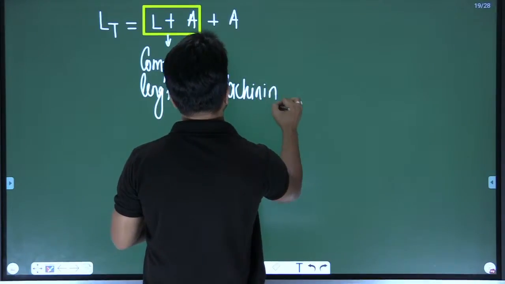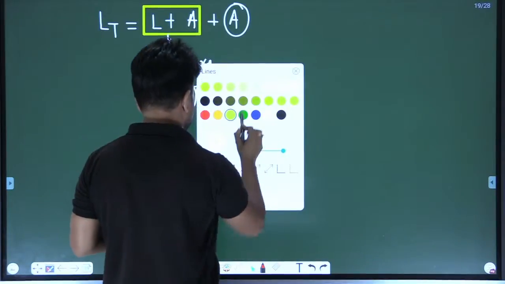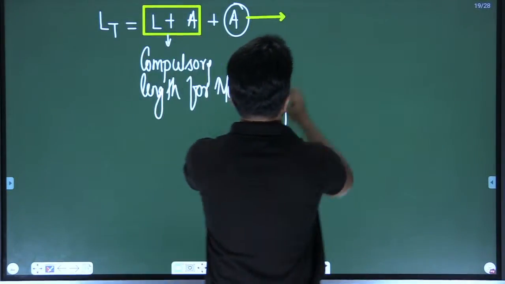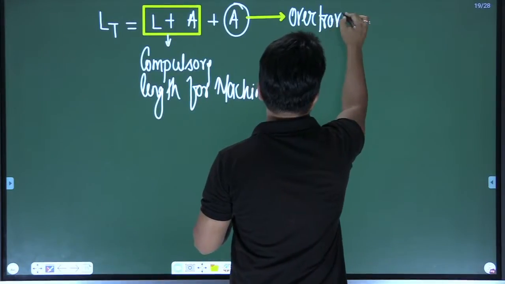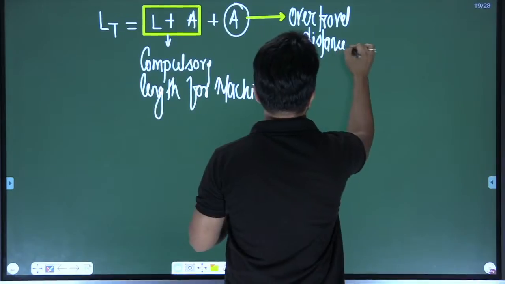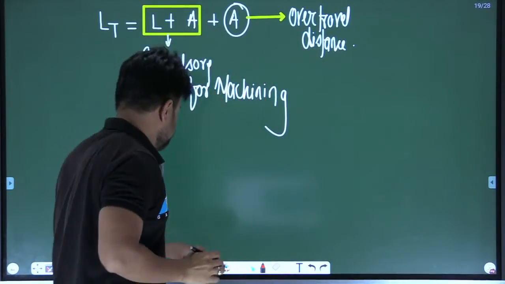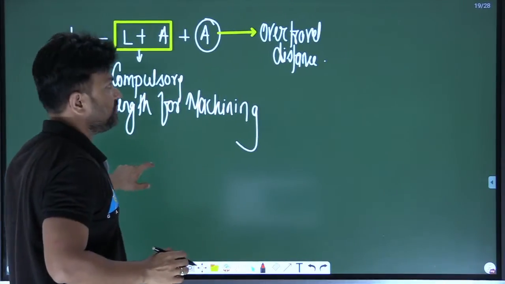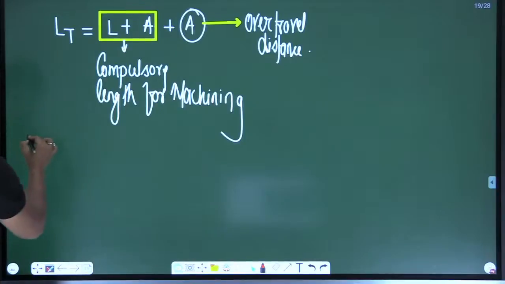Now, this is the over travel distance. And why have I taken A as the over travel? Suppose in the exam, please be focused.